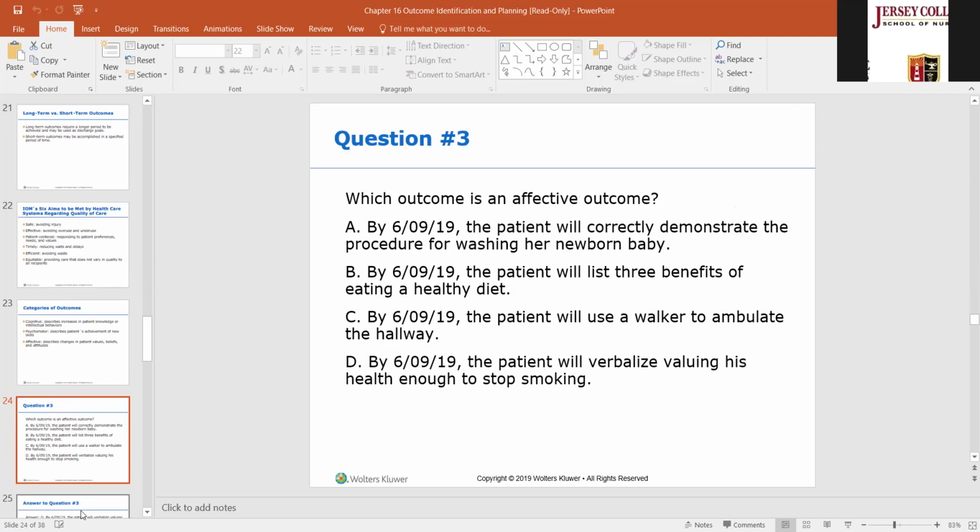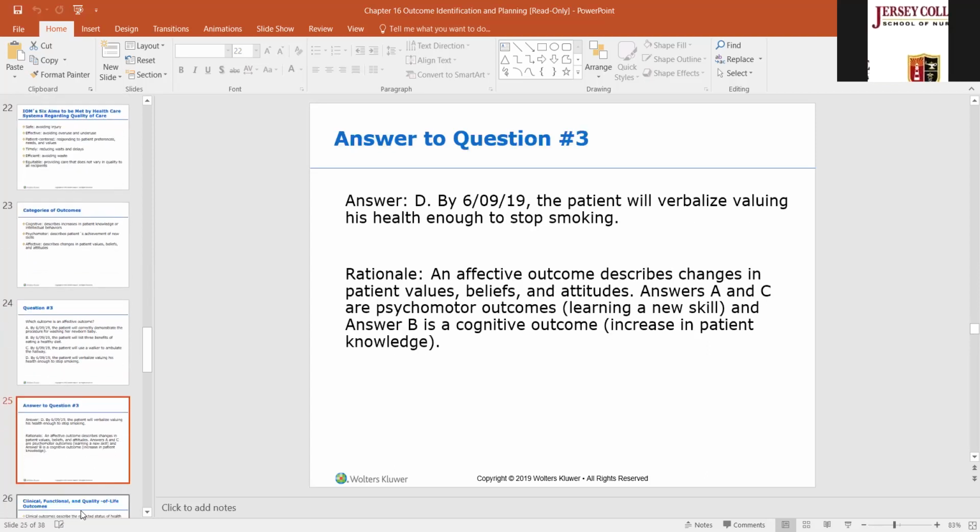Which outcome is an affective outcome? So remember, we're talking about values, attitudes. D. Okay, I like D. D is for dog. An affective outcome describes changes in the patient's value, belief, and attitude.